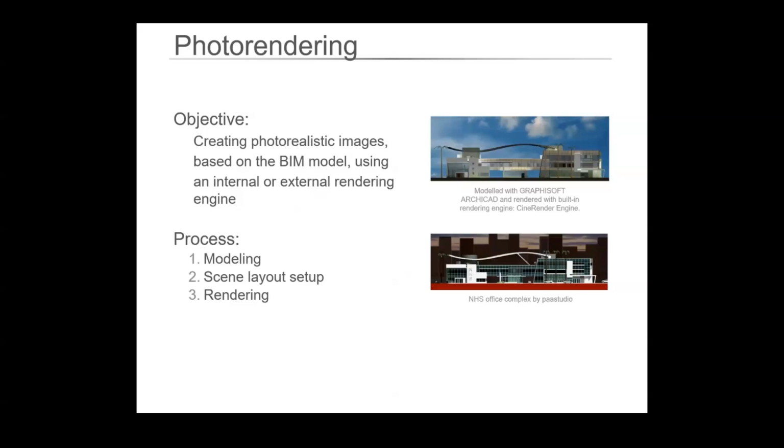So with our photo rendering, we're looking to create photorealistic images. This is to show clients and stakeholders what the building is really going to look like based on our model. The process here is that we'll create the model, then place it into a scene. We need to think about how that scene is going to be set up, whether it's a simple sky background like in this one, or maybe a cityscape or something.